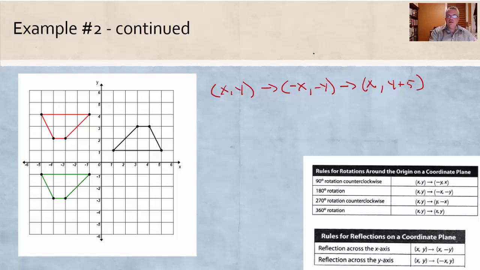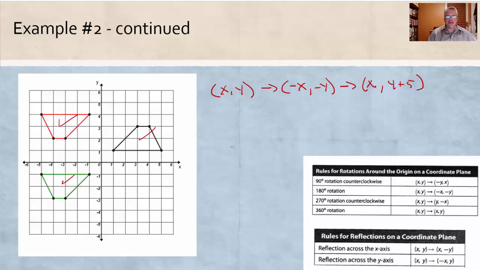Now, the rotation and the translation, they're isometries, they're rigid motions, so they don't change the size or shape. So we know that when we rotated it to get the green trapezoid and then translated it, we maintained congruence. The black one is congruent to the green one, and that's congruent to the red one.